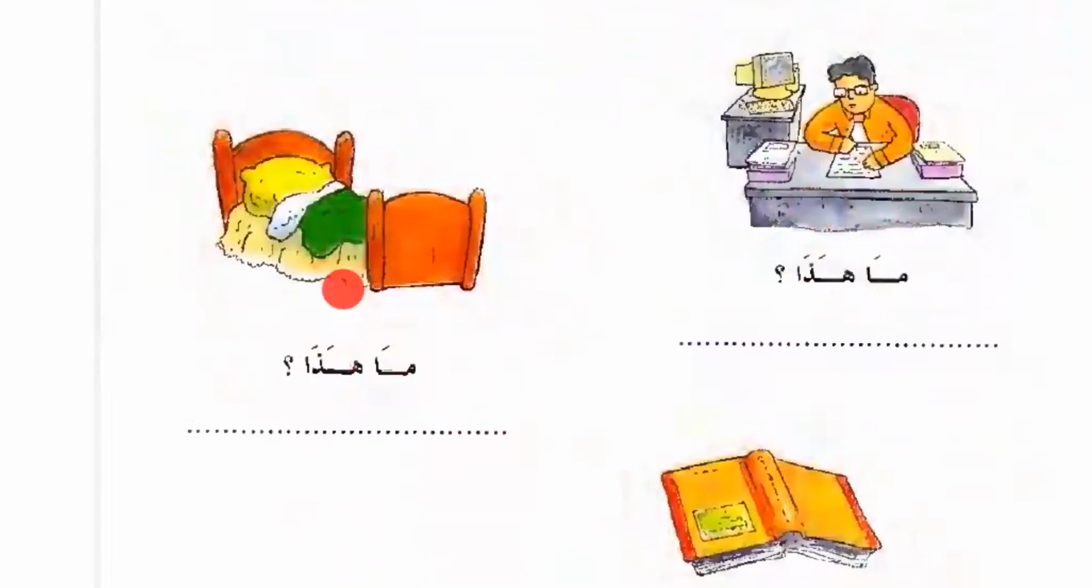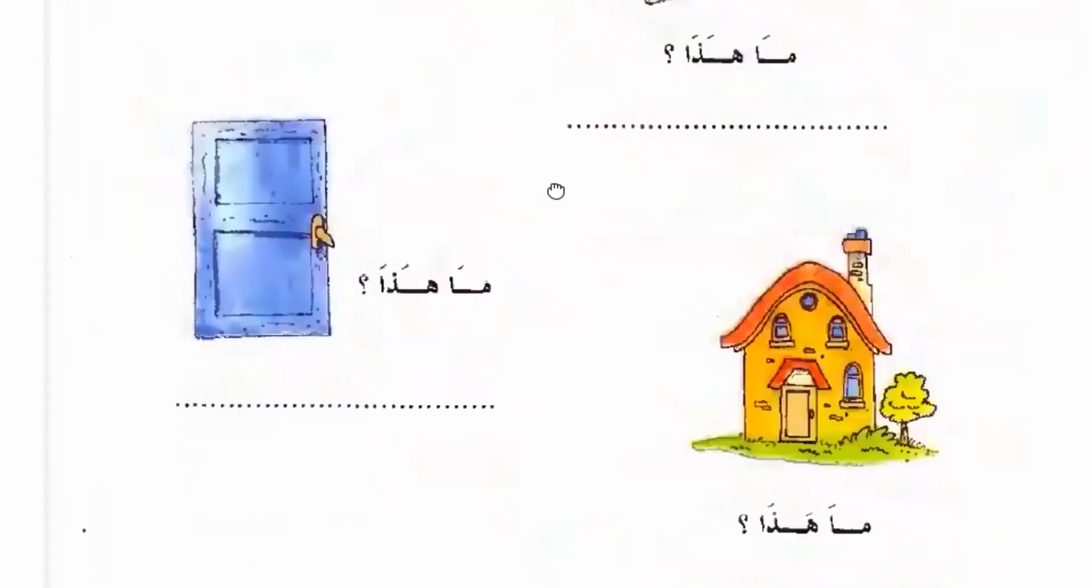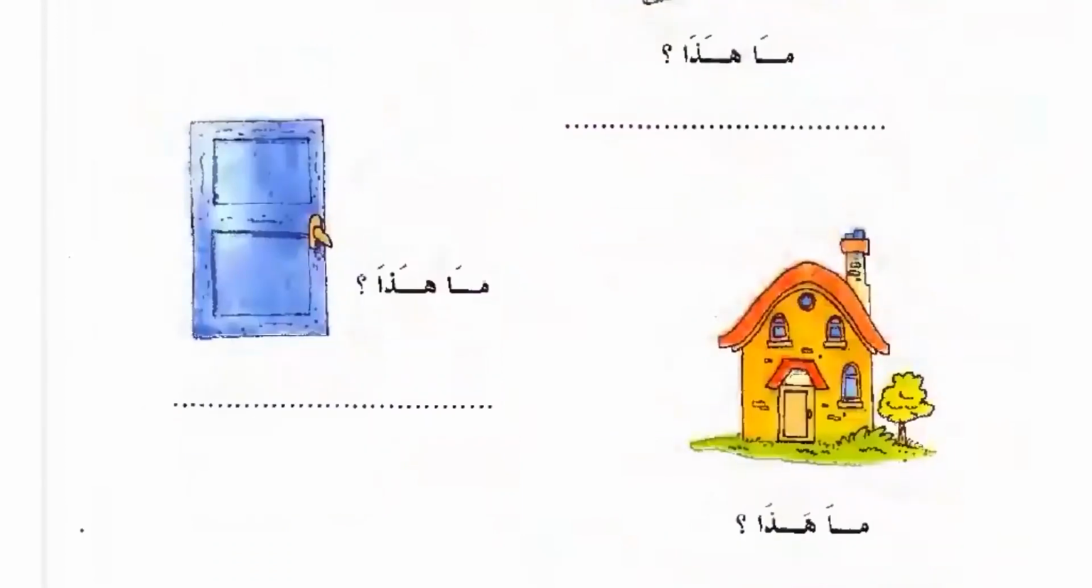Ma haza, what is this? Haza sarirun. This is a bed. Definitely. Ma haza? Haza kitabun. This is a book. Then we have here, ma haza. Haza babun. This is a door.